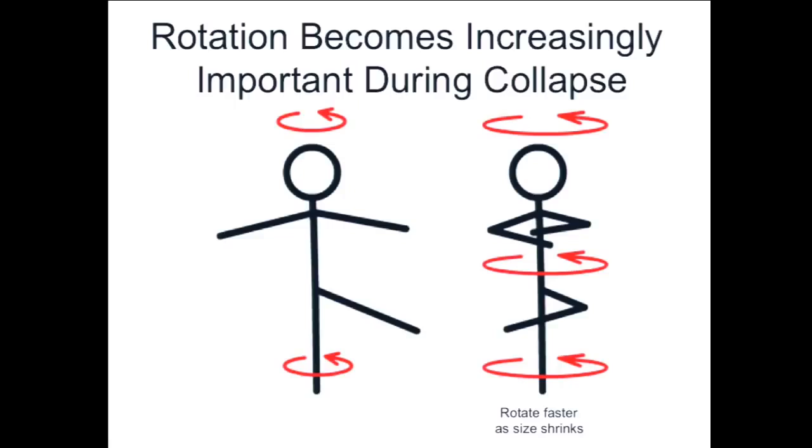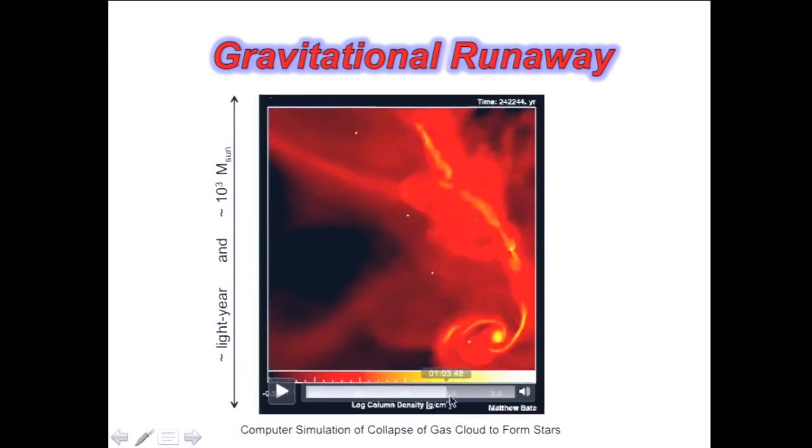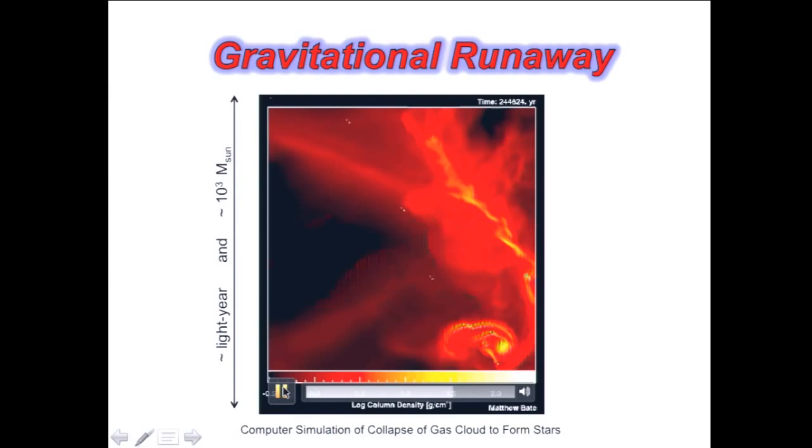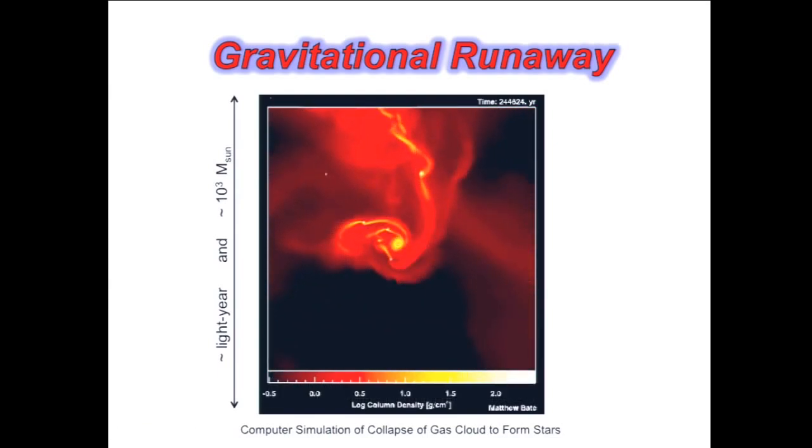I just want to appeal to your intuition that if you're spinning around and you pull your arms in, what that means is the mass moves into smaller distances. You actually start to spin faster. And that's what's happening in the newly forming solar system, is that as the mass gets closer to the newly forming star, it starts to spin faster and faster and faster.